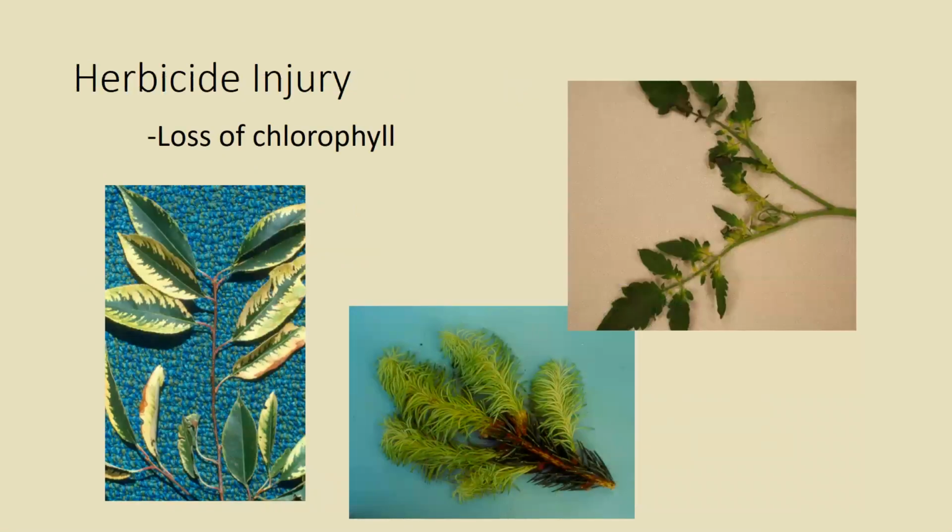One of the symptoms of herbicide injury can be a loss of chlorophyll, the green pigment in plants. Some gardeners mistake this for iron chlorosis, but it's not. All three of the plants on your screen were injured by different herbicides that killed plants by inhibiting or interfering with the production of chlorophyll. And if you think about it, it makes sense. If a plant can't make chlorophyll, it's going to die.